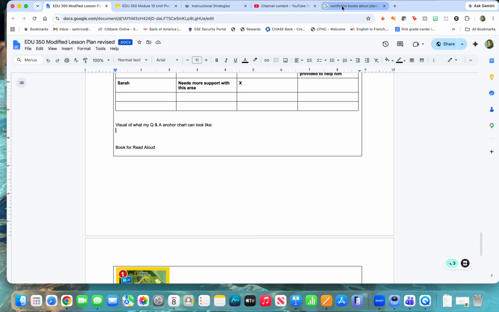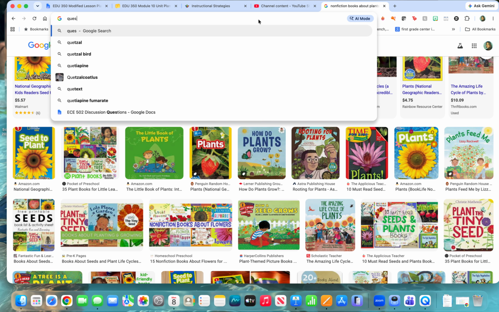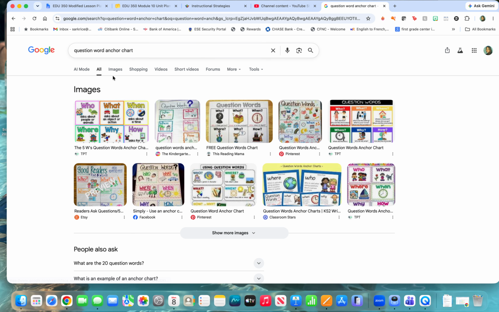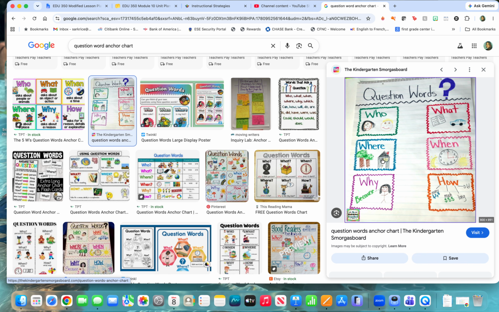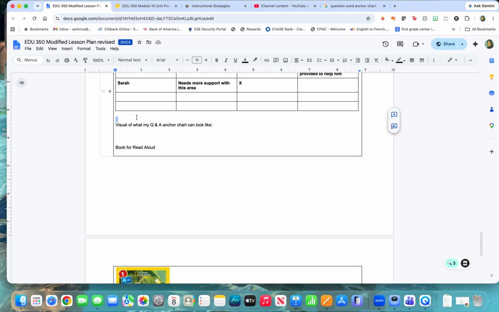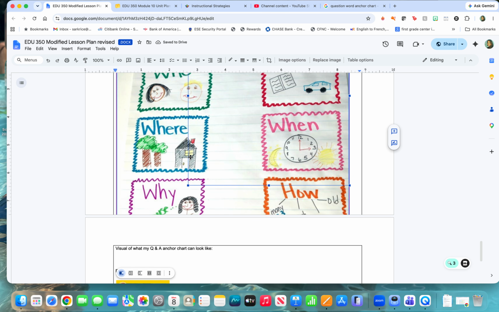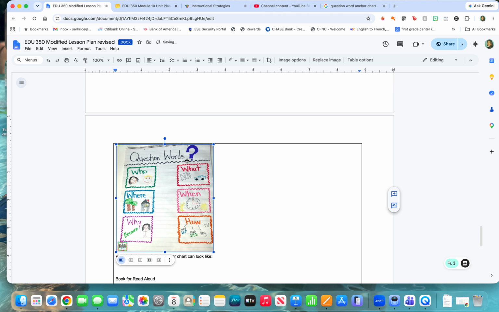So if I want, or let's say I have a question word anchor chart. There's a ton of question word anchor charts I could use. So here's a question word anchor chart. I can copy this in there and I can put that in my lesson plan too. So here, question word anchor chart.